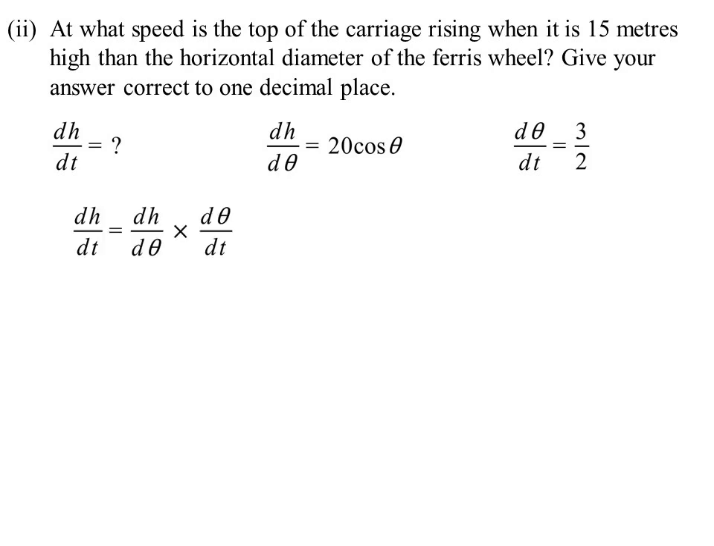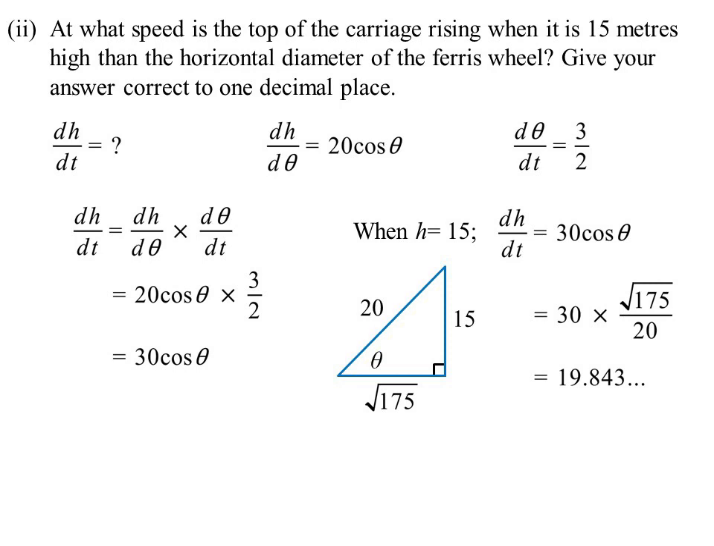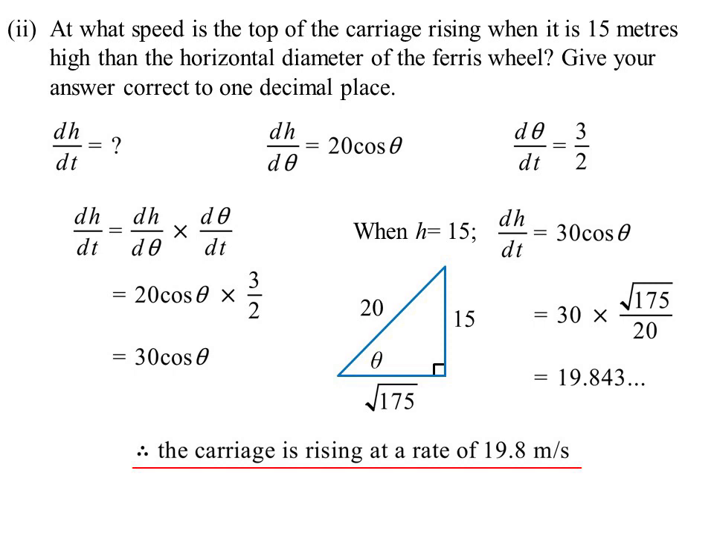So okay, dh/dt, I can combine these two together and get a formula. Combine them together, I get 30 cos theta. They want when it's 15 meters high. The variable I've got is theta, so I'm going to have to work that out. When h is 15, if I look at that triangle, I can do some Pythagoras, that's root 175. So cosine theta, I can read off that is the root of 175 over 20, times it by 30 in our formula, we get 19.843. So there we go, we're rising at a rate of 19.8 meters per second.